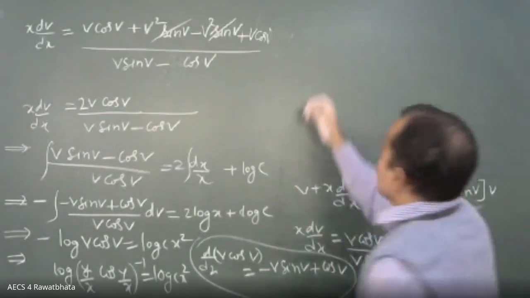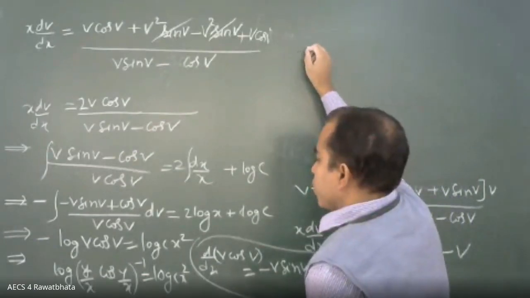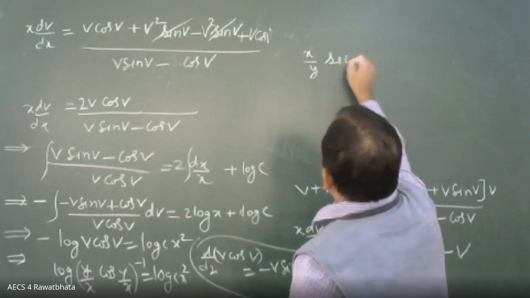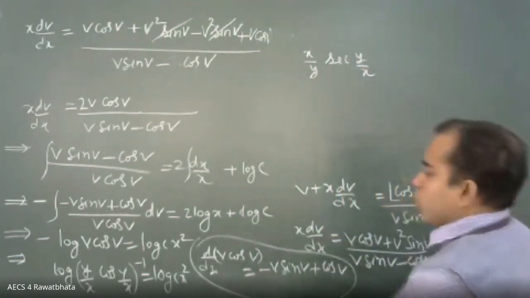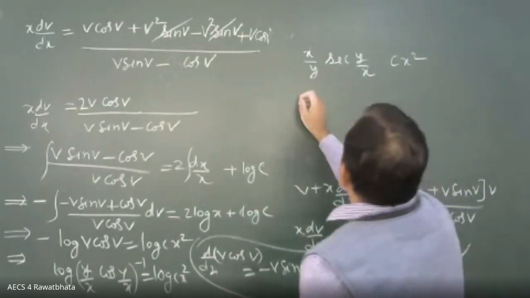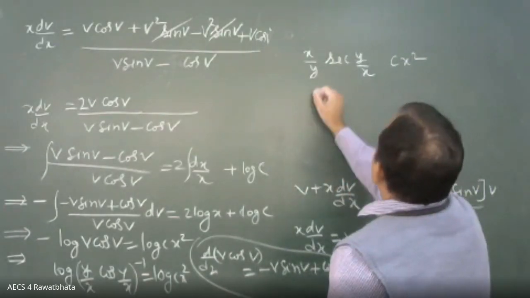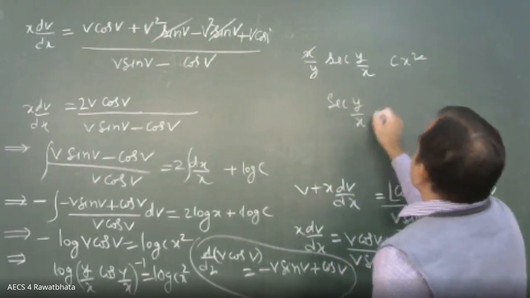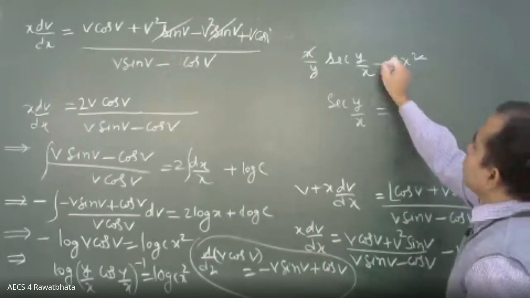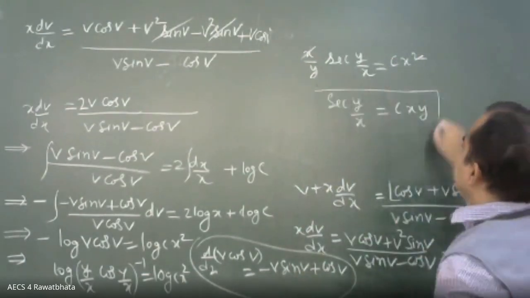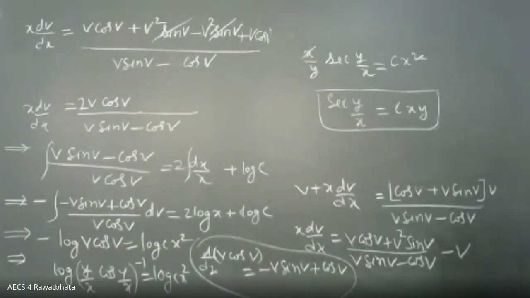So this log I am removing. x upon y sec y upon x, whole power minus 1, equal to cx square. One x gets cancelled and sec y upon x equal to cx, and one y from the left hand side will come, cxy. This is my final answer.